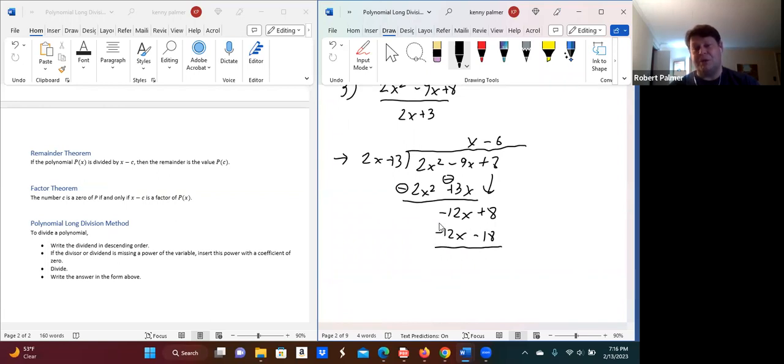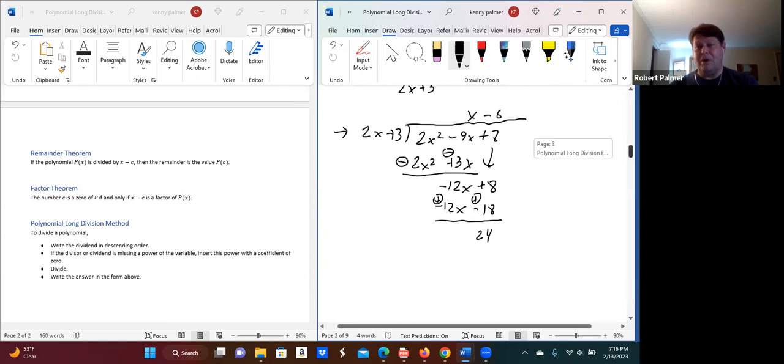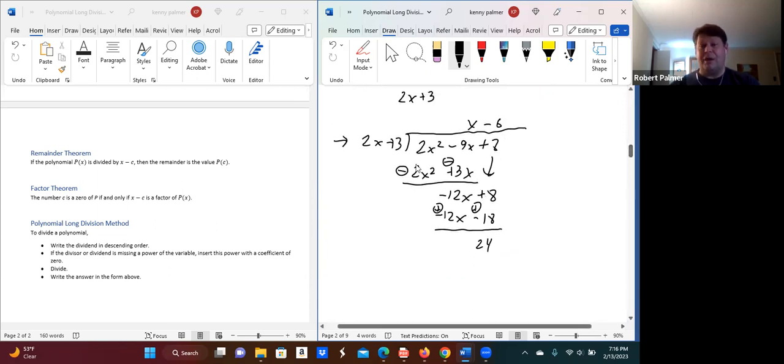Once again, I subtract, which changes my signs. This becomes a positive. This also becomes a positive. And now these cancel out as they always should. And over here, I have 8 plus 18, which is 24. Okay. Now, once again, I'm done because there's nothing else to bring down. And also, I can't get 24 from 2x. So I'm done.